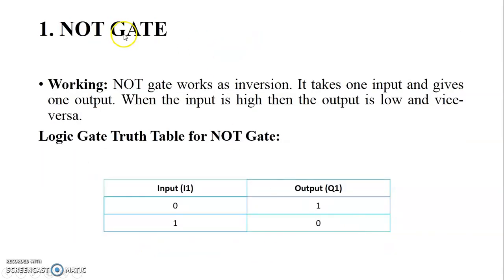The first one is the NOT gate. As you already know, a NOT gate has one input and one output. As per the truth table, when you apply 0, it gives output as 1. When 1 is applied, it gives output as 0.